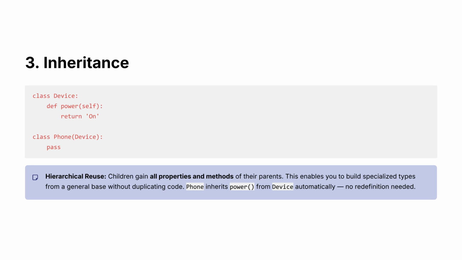Inheritance, the one everyone learns first and sometimes overuses. The idea is simple. A child class gets everything the parent has. So if Device has a power method, Phone inherits it automatically. No copy-paste, no boilerplate. You build specialized types from a general base. The concentric circles diagram here shows it nicely. Device at the core, Phone extending it, Smartphone extending that further. Each layer adds specificity without throwing away what came before.